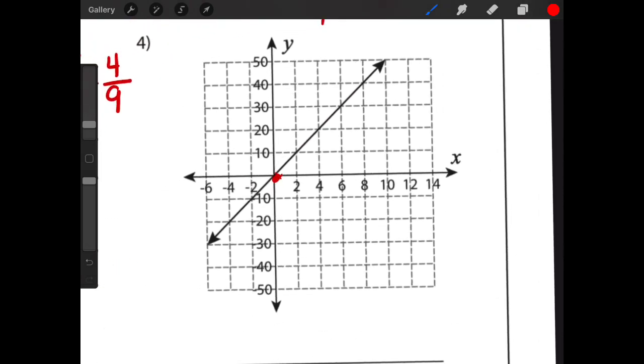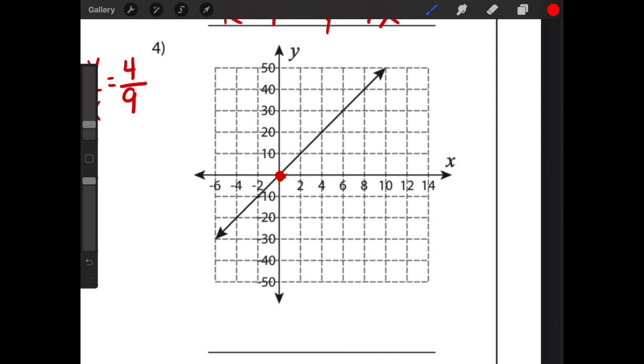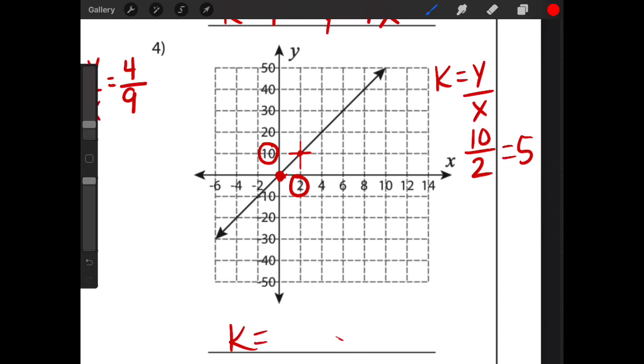All right, let's take a look at number 4. For number 4, we are going through the origin right there. We're going to do the k equals y over x again. What's my first point that's in a perfect cross section right there? I don't want to estimate any values. So that means my y is 10, my x is 2. So 10 over 2 equals 5. So k is equal to 5. My equation is y equals 5 times x. So if I plug 4 in for x, I get 4 times 5 is 20. So that is my constant. I'm multiplying by 5 every time.